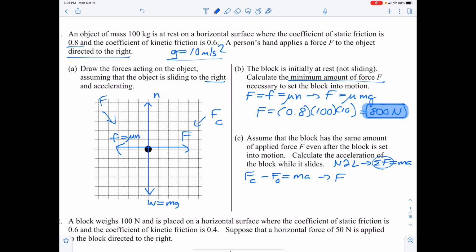But here's the difference. We're now sliding, so we now have sliding friction, kinetic friction, not static friction. So we have to account for that. So F minus kinetic friction equals ma. That's going to be the same as F minus mu k, that's 0.6, times normal force equals ma. But that's going to be mu k times mg equals ma. Divide out the mass, solve for a.